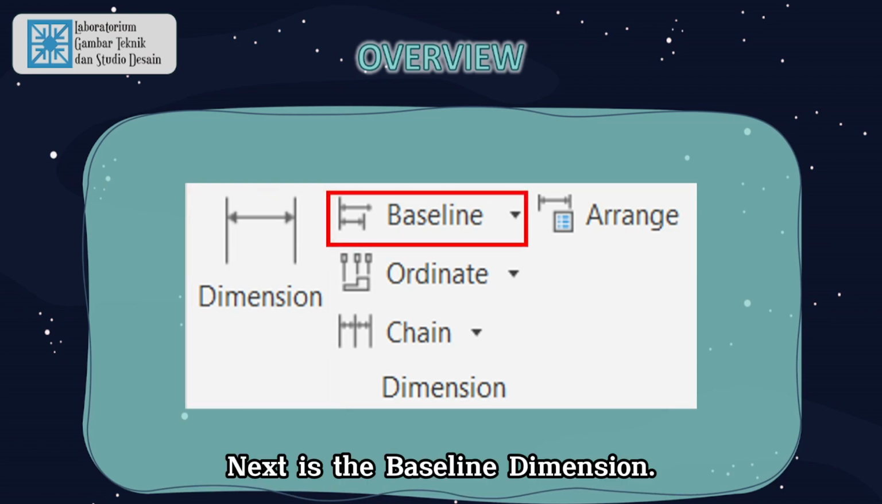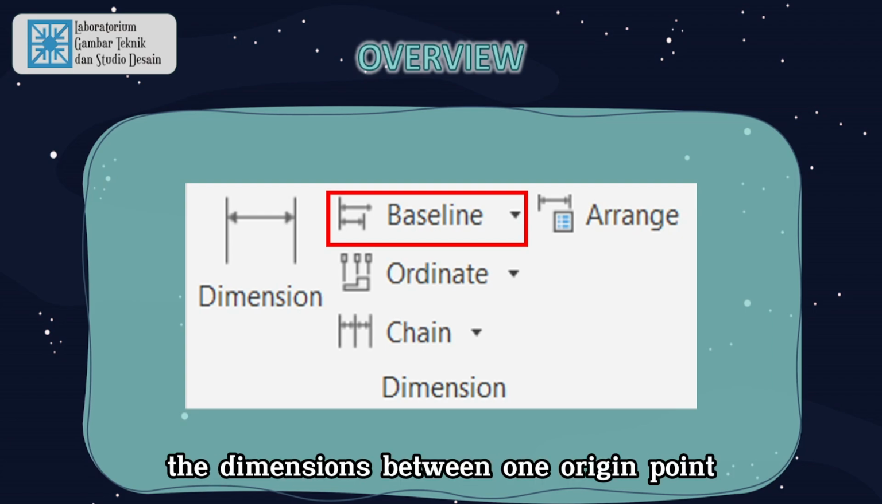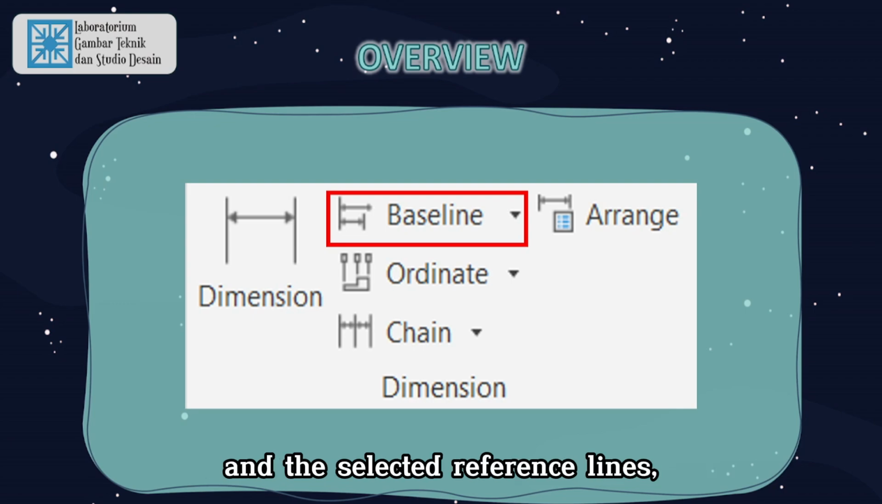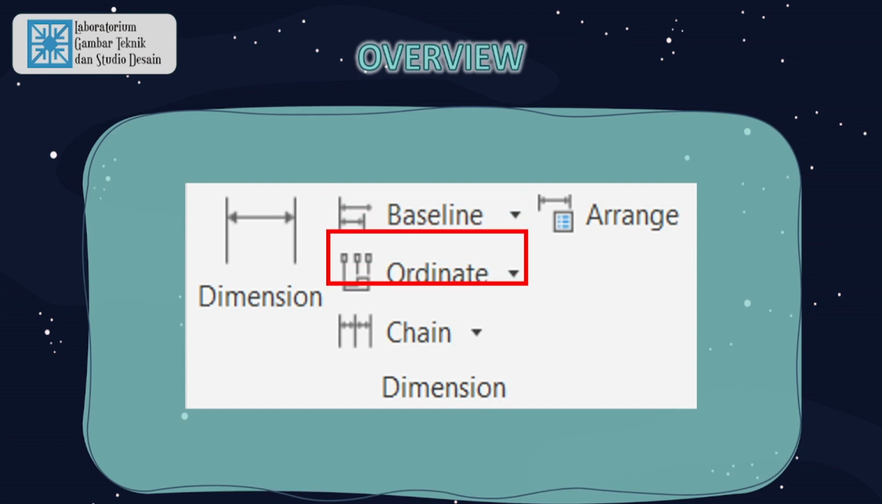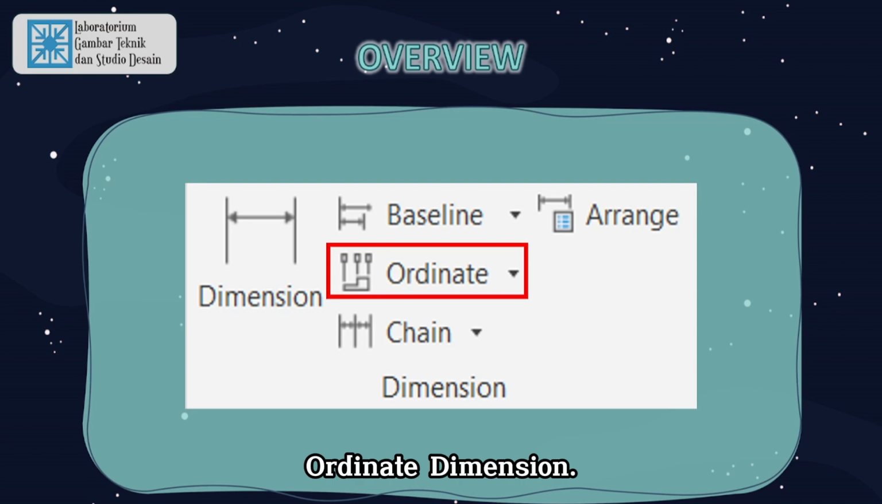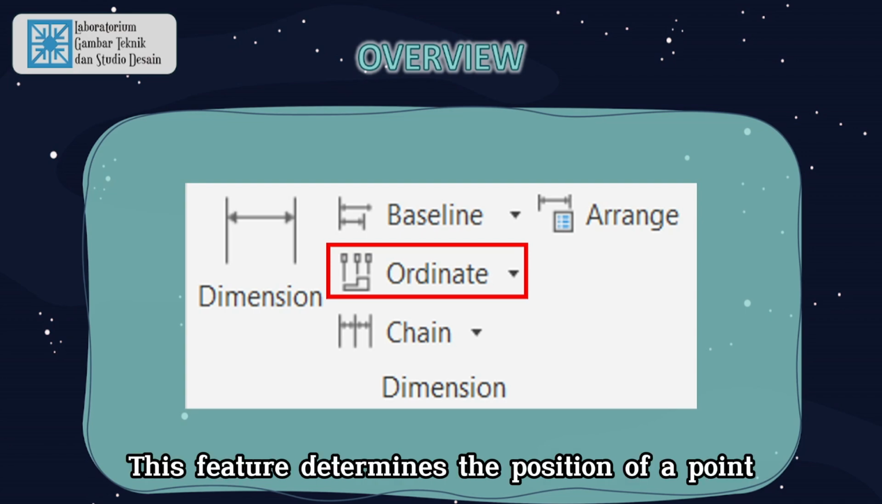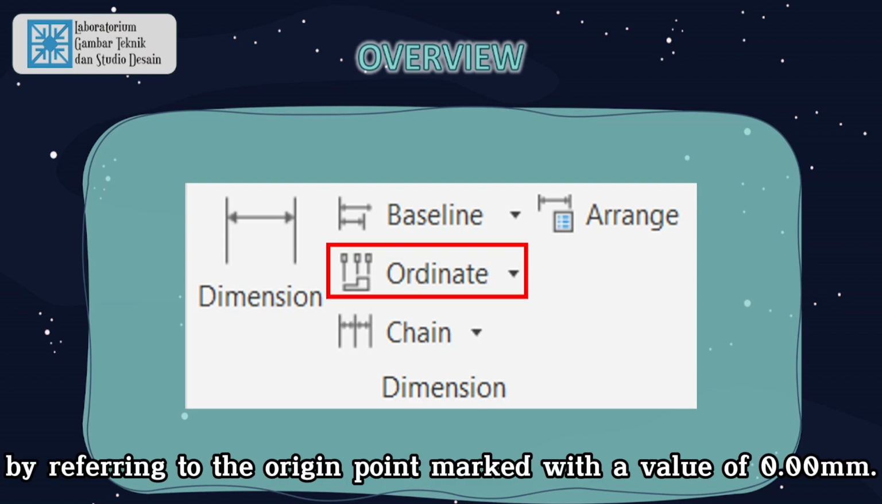Next is the baseline dimension. This feature automatically determines the dimension between one origin point and the selected reference line. Displayed in an arranged manner at different levels from the closest to the furthest. Ordinate dimension. This feature determines the position of a point by referring to the origin point marked with a value of 0.00 mm.